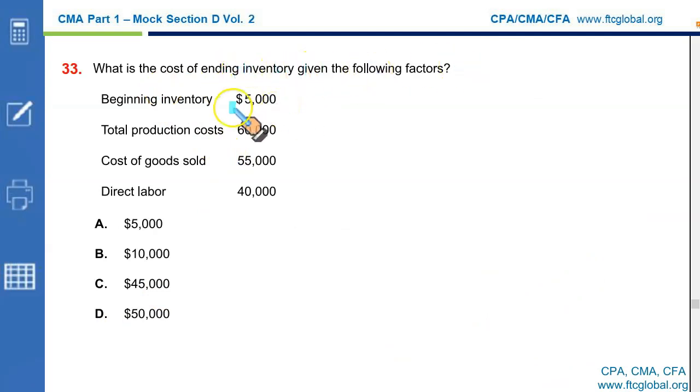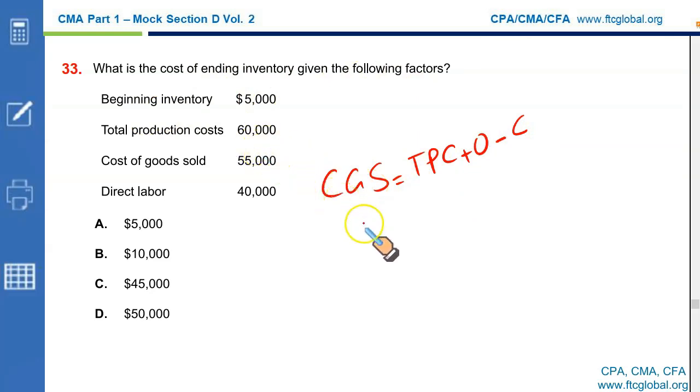We have been given the beginning inventory, total production cost, cost of goods sold, and the direct labor. In this question, please note there is no work in process, no finished goods, so there's simply CGS that we can directly calculate. We know cost of goods sold is equal to the total production cost plus opening stock of inventory minus the closing stock, and you should get what you want. Cost of goods sold is given as $55,000.